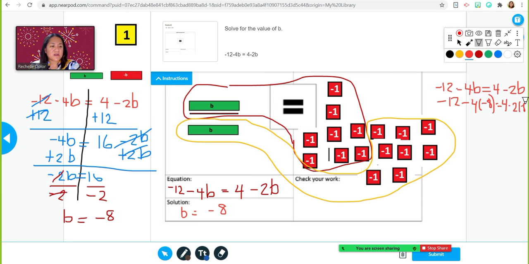Right, so negative 12. Negative 4 times negative 8 is positive 32. Then negative 2 times negative 8 is positive 16. Alright? So let's do the math. Negative 12 plus 32 is how many? Negative 12 plus 32 is equivalent to 20. Oh, okay, and I think my mistake, this is positive 4, so it's not negative here. So positive 4 plus 16 is also 20. So therefore, our answer is equivalent when we evaluated it using the substitution strategy. If both sides are equal, then our value of b is correct.